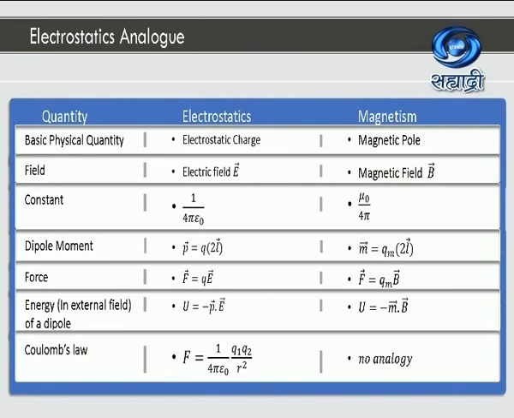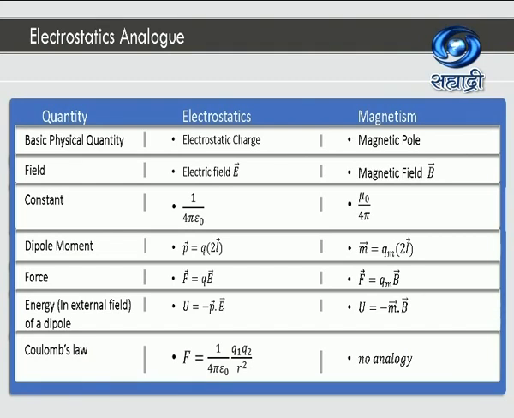In magnetism, we have U equal to minus vector M dot vector B. You can see the comparison or analogy between the two relations. Here we have an electrostatic dipole and here a magnetostatic or magnetic dipole. Coulomb's law: the whole chapter of electrostatics is based on this particular law. Inverse square law is also mentioned.